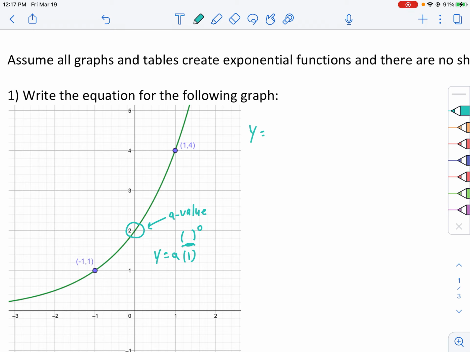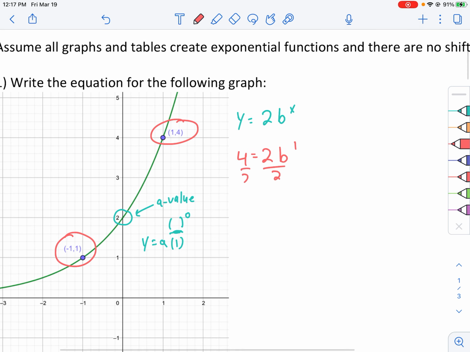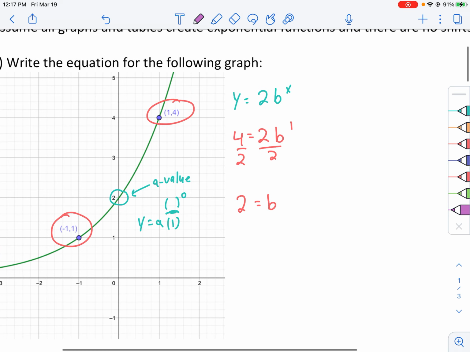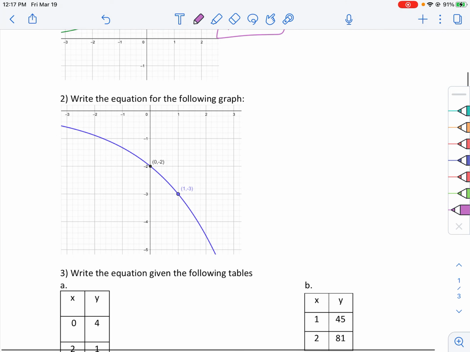Therefore, we say y is equal to, in this case, 2b to the x, and then we need to find that b value. So we just pick a point, we could go 1, 4, and we plug it in. So 4 is equal to 2b to the first power. b to the first power is just b, so you divide both sides by 2 to get 2 is equal to b. So our final equation is y is equal to 2 to the x. And that's how simple it is.